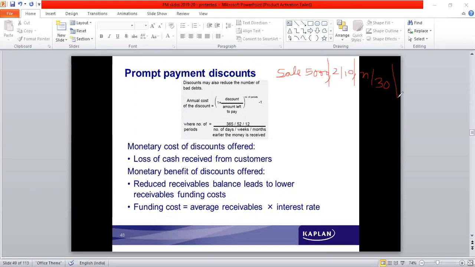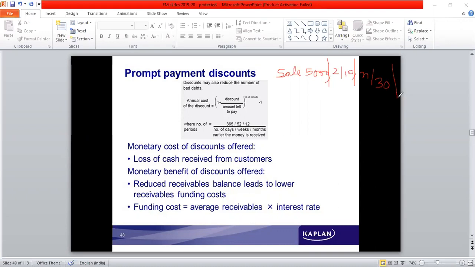Now here again we see that if they make the payment before the due date, 30 days is the due period, but before that, that is within 10 days, if they make the payment, they are entitled to receiving a discount of 2%. So not availing 20 days of credit period is providing them a benefit of 2%. If they forego that 20 days credit period, they are availing a discount of 2%.